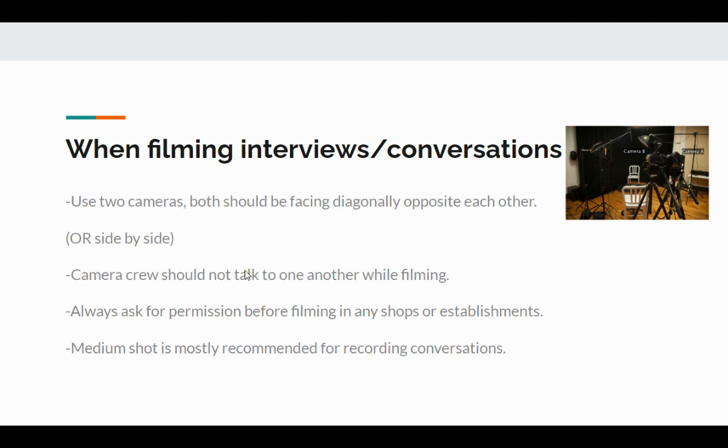When filming interviews and conversations, as I said earlier, use two cameras. Both should be facing diagonally opposite each other and shouldn't capture each other. Or side by side will be also good. Camera crew should not talk to one another while the recording is going on. If you need to talk, stay far away from the camera.